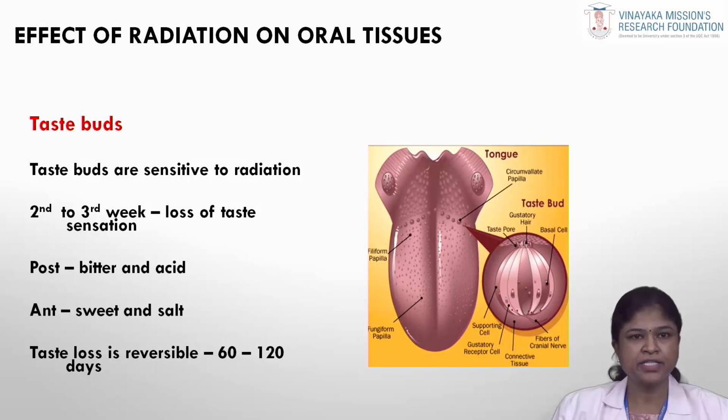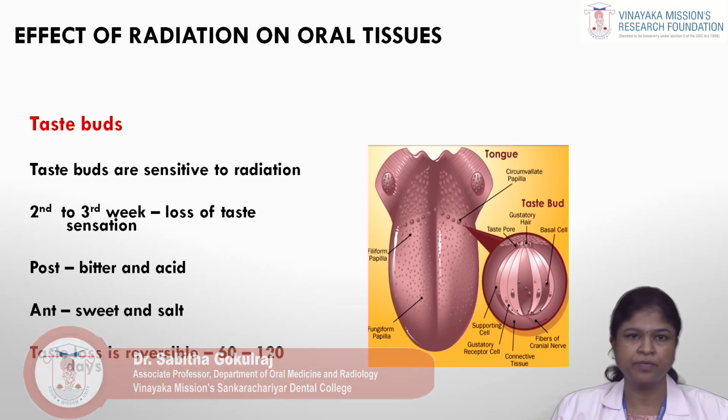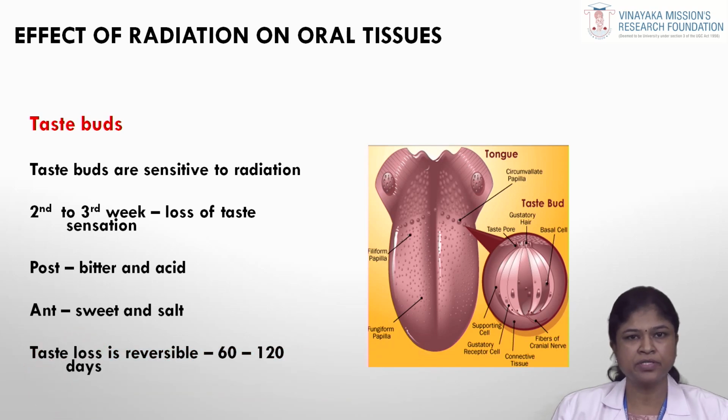The next, the taste buds. Taste buds are sensitive to radiation, and a therapeutic dose causes extensive degeneration of the taste buds. Patients often notice a loss of taste acuity during the 2nd to 3rd week of radiotherapy. Bitter and acid flavors are more severely affected when the posterior 1/3 of the tongue is irradiated, and if it is the anterior third, it is the salt and the sweet taste which is going to be altered.